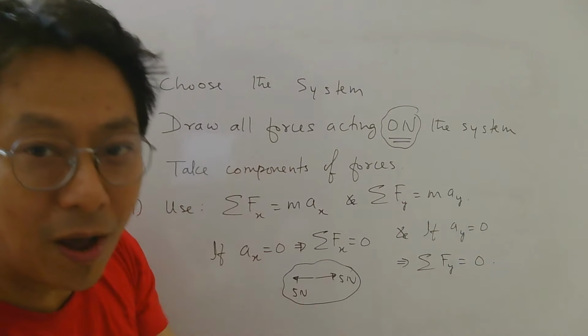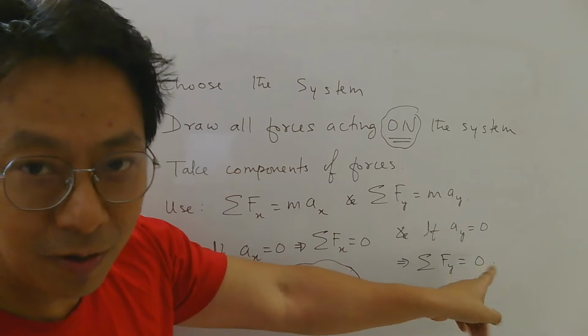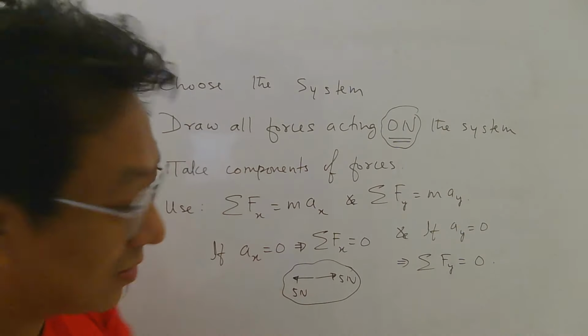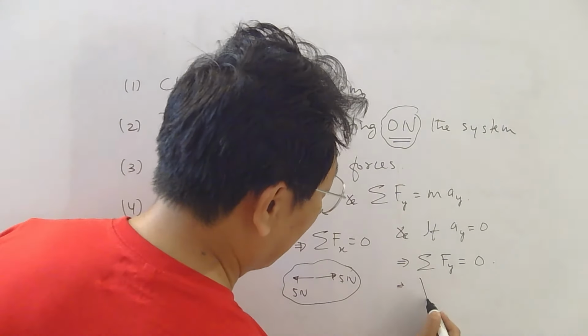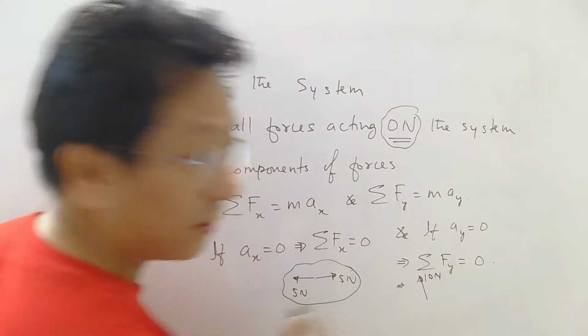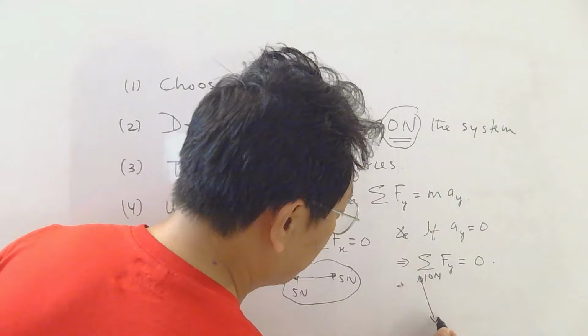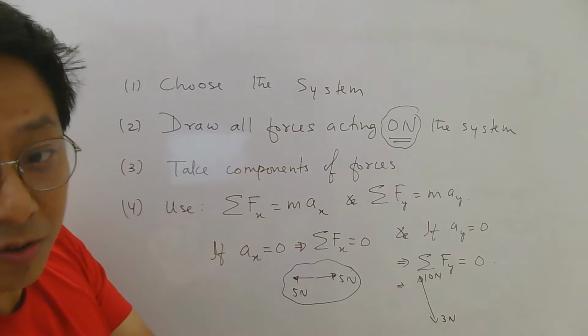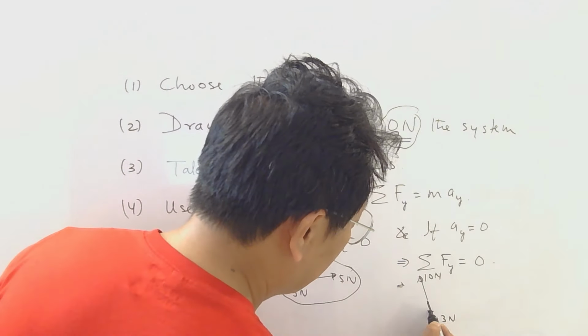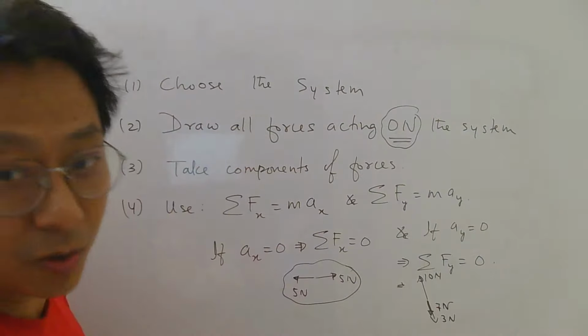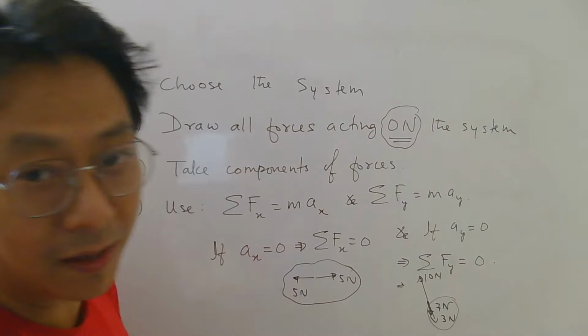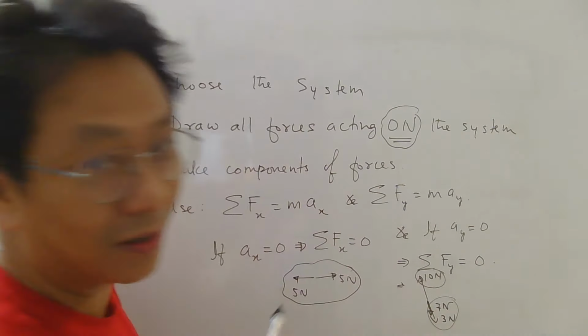Similarly, sometimes along y-axis the total force may be 0 because there is no acceleration along y-axis. In that case, if there is an upward force of 10 Newton and downward force of 3 Newton, then you must know that there is another force downward 7 Newton. Then only the total of 7 and 3 can balance the upward 10 Newton.